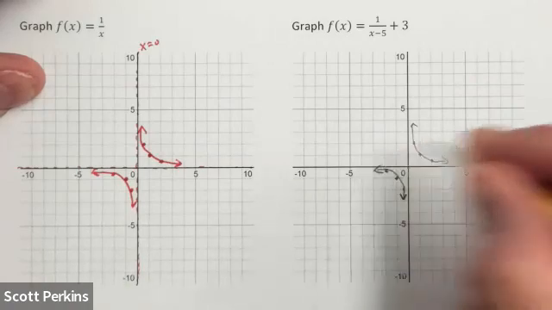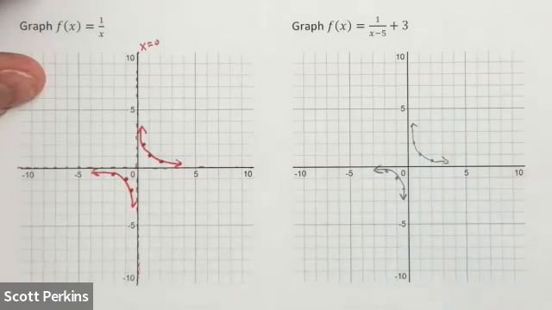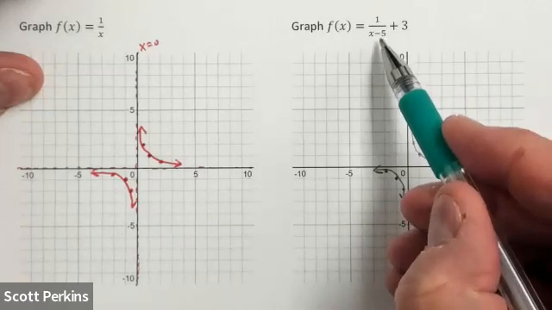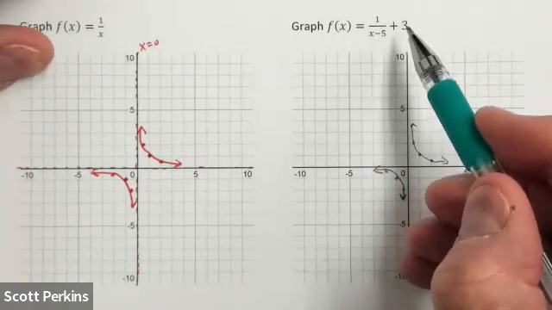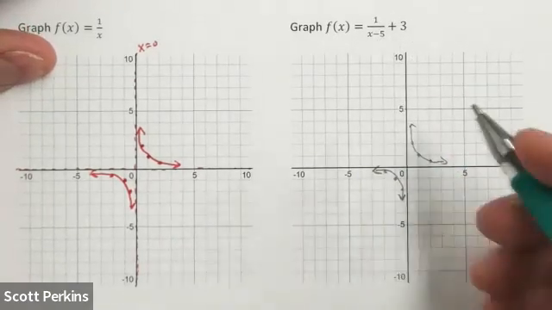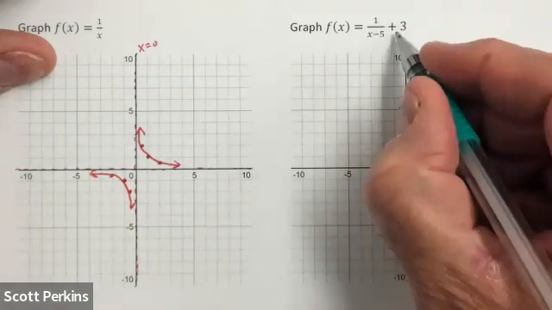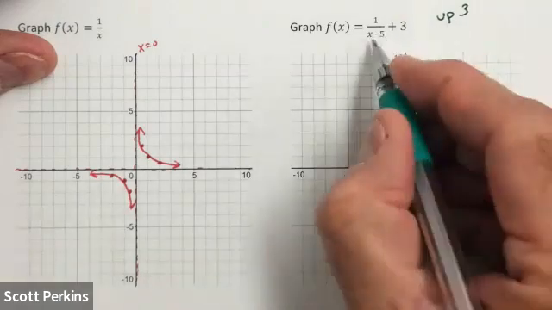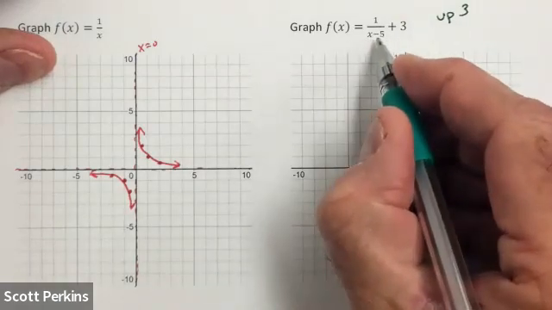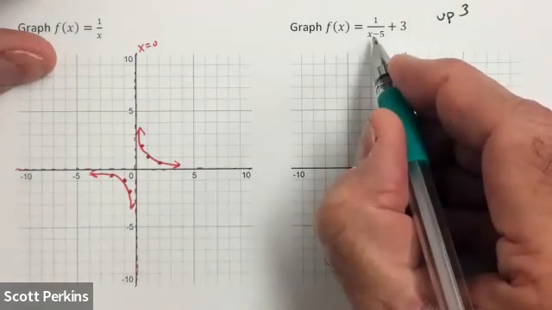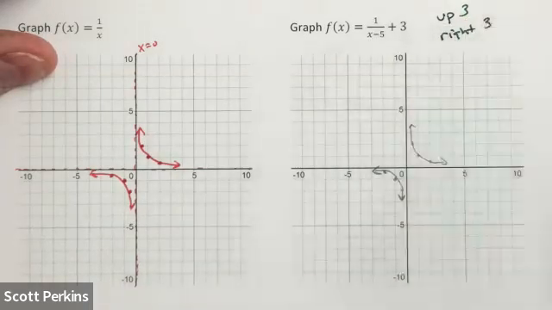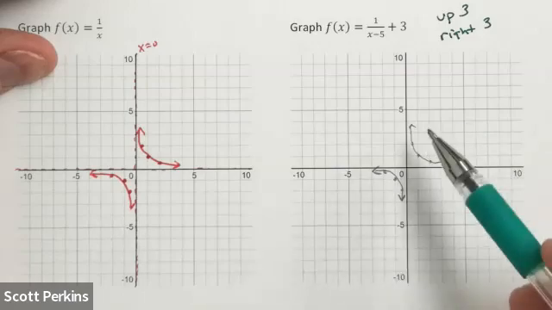And then the thing that I would ask myself first when I go to do this problem is, when I have the 1 over x minus 5, and then the plus 3 on the outside, what is happening to the basic graph? Well, the plus 3 is going to move the graph up 3 units. And then this minus 5 that's attached directly to the x, that's going to move the whole graph right 3 units.